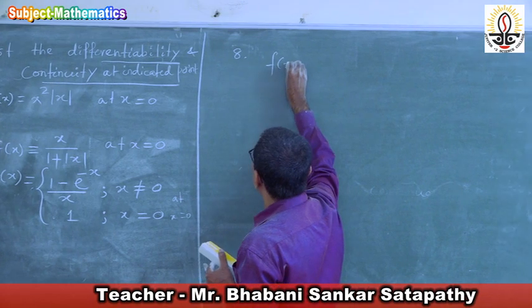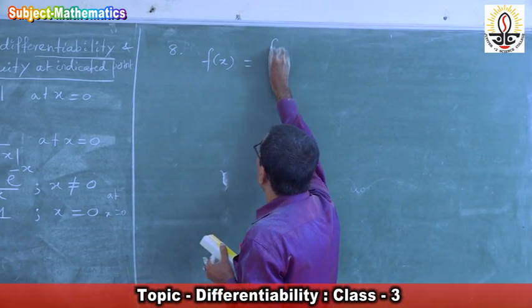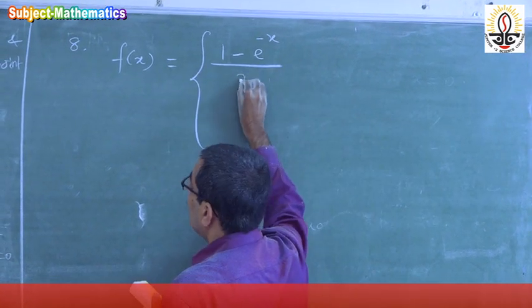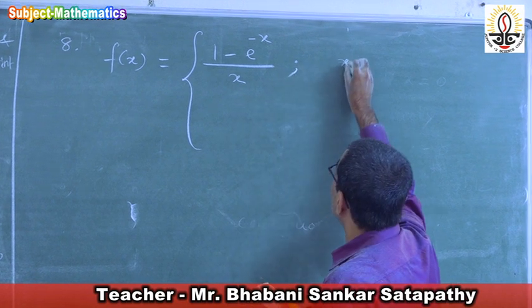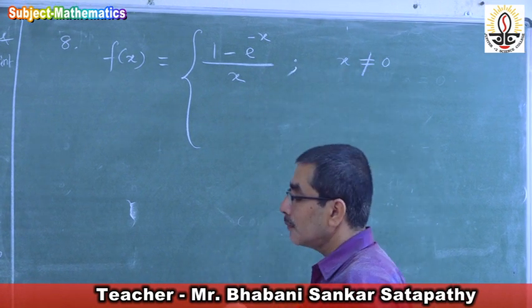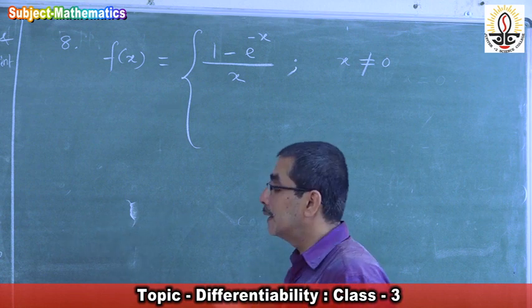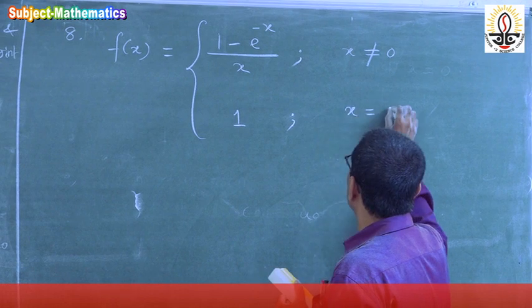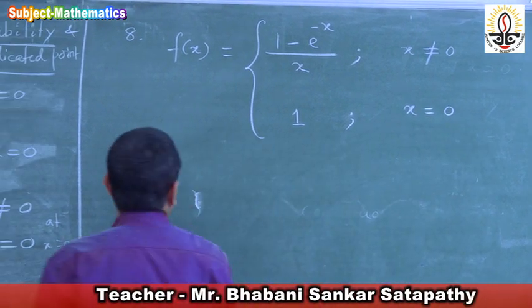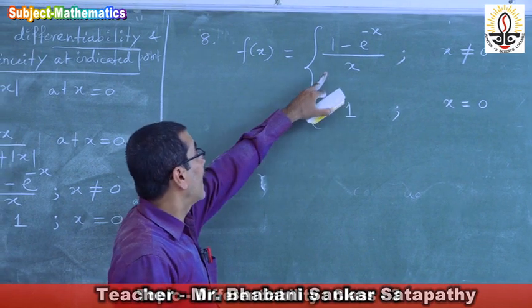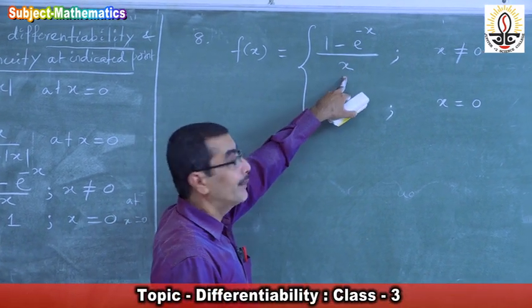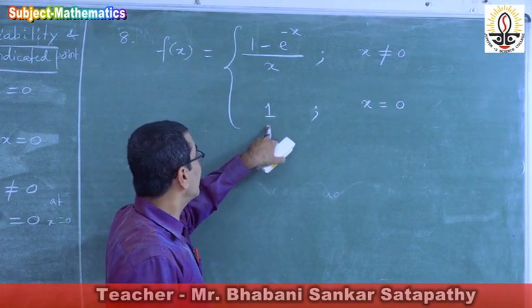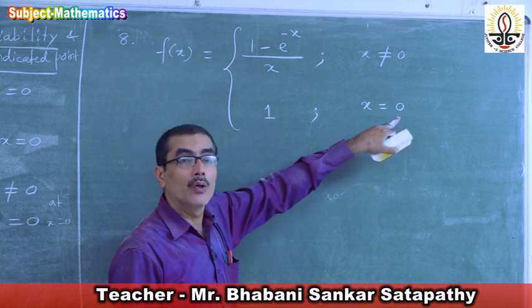So f of x is given to be 1 minus e to the power minus x divided by x if x is not equal to 0, and this is equal to 1 if x is equal to 0.